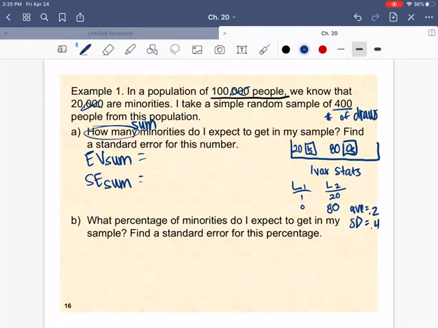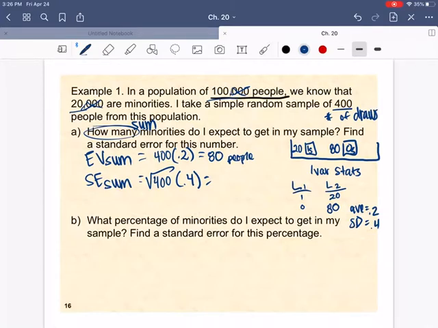Okay, the formula for the sum is the number of draws, 400, times the average of the box. SE sum is the square root of the number of draws times the standard deviation of the box. So that is 400 times 0.2, which is 80. Or if you think about it, 20% of 400, because this is 20% of the total. So 20% of 400 is 80 people who will be minorities. That's our expected.